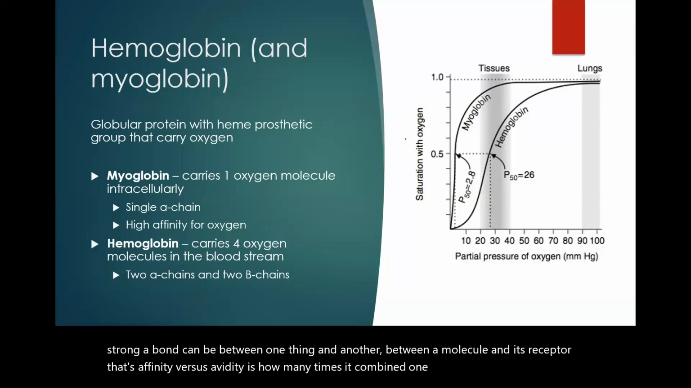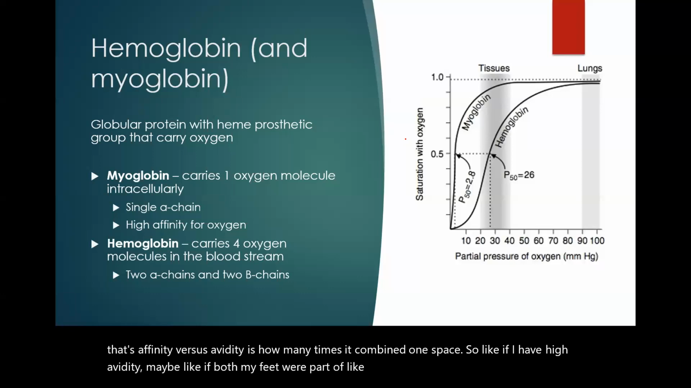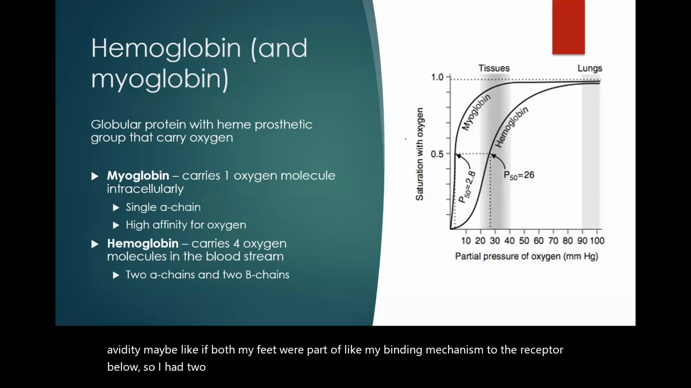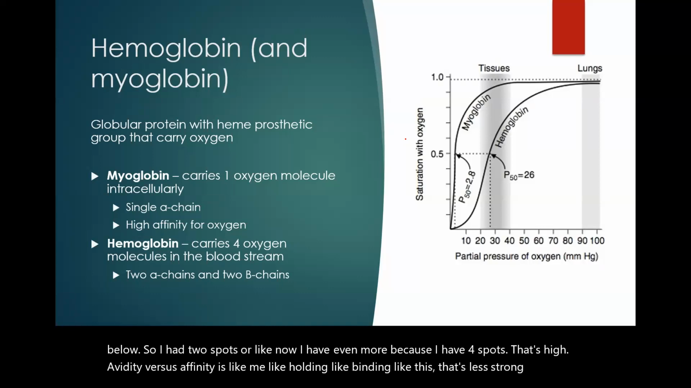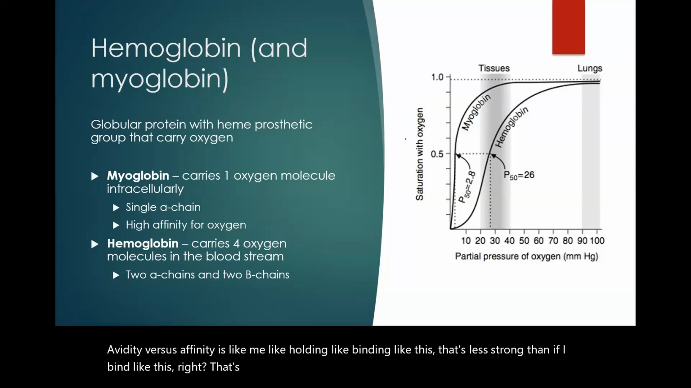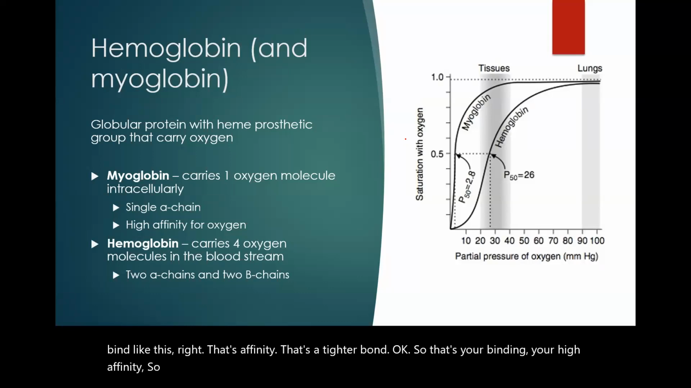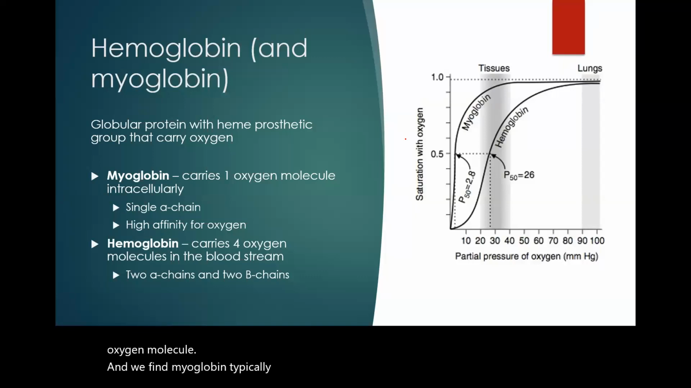So like if I have high avidity, it'd be like if both my feet were part of my binding mechanism to the receptor below. So I had 2 spots, or like now I have even more because I have 4 spots. That's high avidity. Versus affinity is like me binding like this. That's less strong than if I bind like this, right? That's affinity. That's a tighter bond, okay? So that's your high affinity. So myoglobin binds really tightly to oxygen because it's only carrying 1 oxygen molecule. And we find myoglobin typically where in the body? Muscle. Yep, muscle, both skeletal and cardiac.